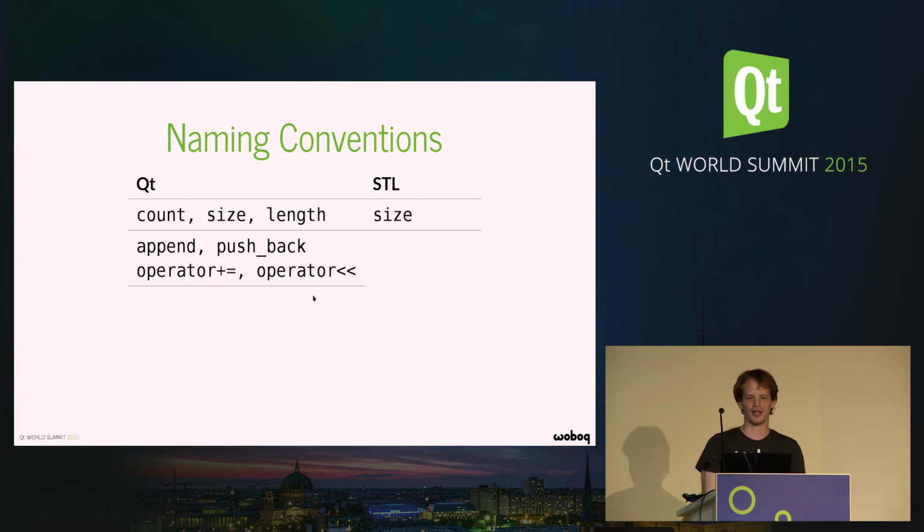So for example, if you want to append something in a vector or in a list, you have all of those options. Which one can you use in the STL?